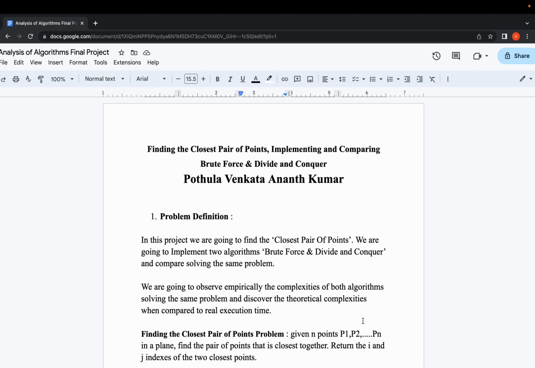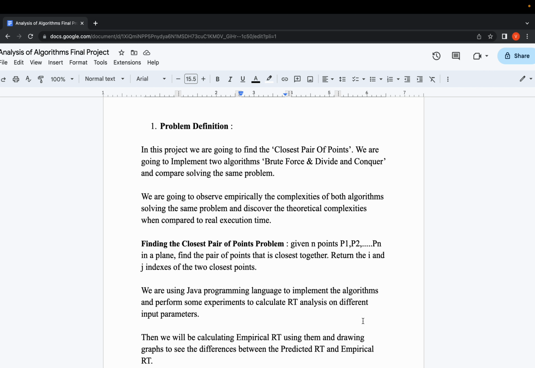Venkat Anantkumar. I'm here to present my final project on finding the closest pair of points using the brute force and divide and conquer algorithms. So the problem definition is concise and clear. We have points on a 2D plane. We need to find the closest pair of points between them.